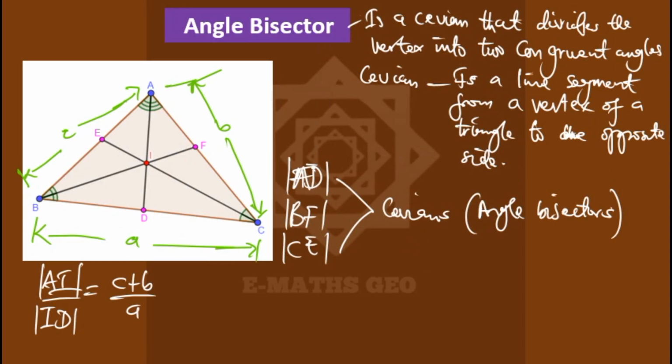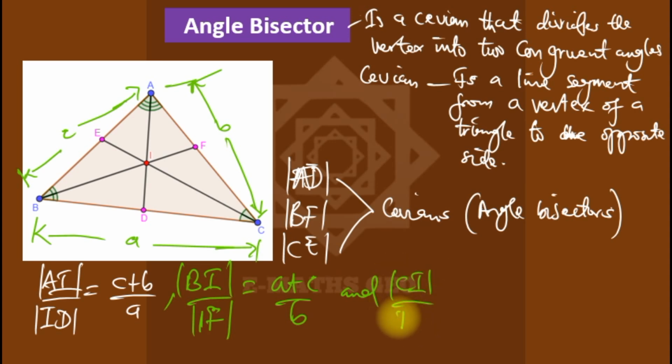So whenever you are asked this kind of question, let's finish up. BI over IF is now A plus C over B, and CI over IE is A plus B over C. So we've proved that. Thank you.